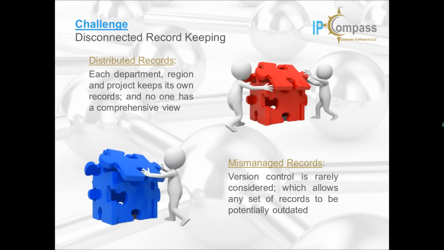Distributed records deprive all groups from having a complete view of the component lifecycle process, and as a result, disconnected groups commonly perform redundant work with little or no incremental value. And without collaborative maintenance, the records quickly become outdated and unused.